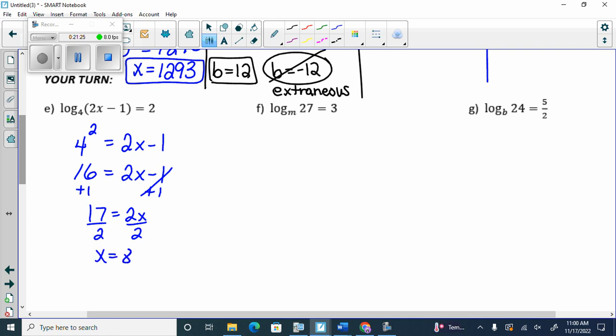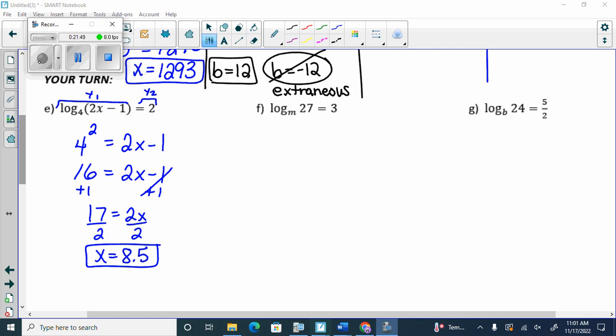Now I asked you to check algebraically, which most people did. We are now going to go behind and check graphically. So get out your calculators. You're going to y1, y2. What does my x max have to be at least? 8.5, right? Type it in.